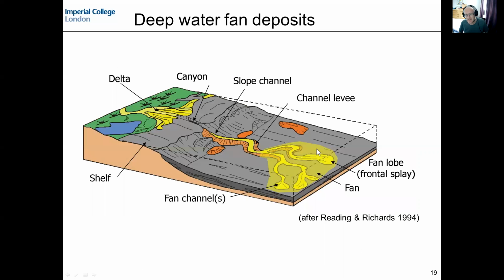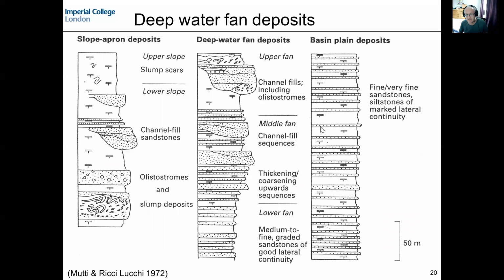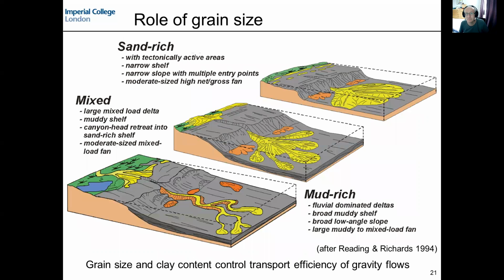We can also think about the basin plain deposits, so really the fringes of the fan. In that case, we're really seeing just a very few thin gravity flow event beds that make it that far away from the source of sediment, and mainly mudstones, pelagic mudstones deposited from suspension. Okay, so those are the basic motifs of deep water fans.